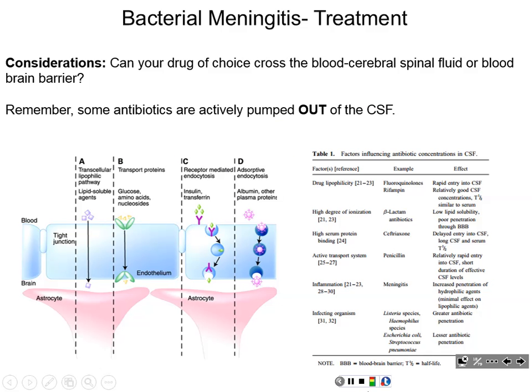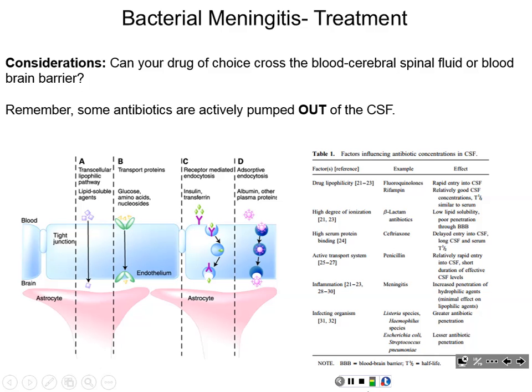So how are we going to treat these patients? We have a couple of important considerations. The first is if your drug of choice can cross the blood cerebrospinal fluid barrier or the blood-brain barrier. And this is important because you need to get your antibiotic to the location of the infection in a high enough concentration and for a long enough time to actually have an effect.